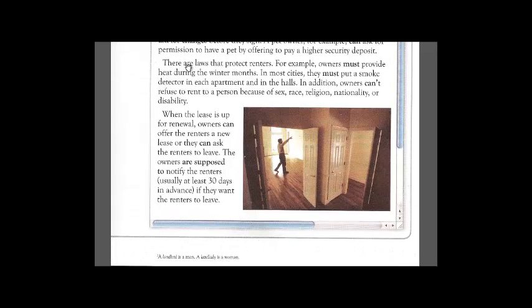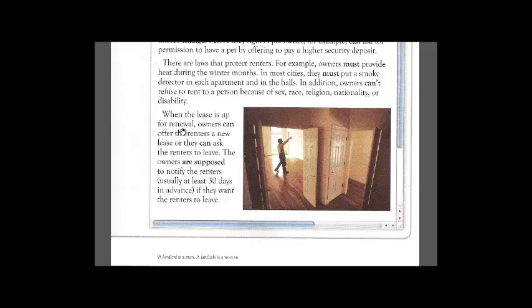There are laws to protect renters. For example, owners must provide heat during the winter months. In most cities, they must put a smoke detector in each apartment and in the halls. In addition, owners can't refuse to rent to a person because of sex, race, religion, nationality, or disability.